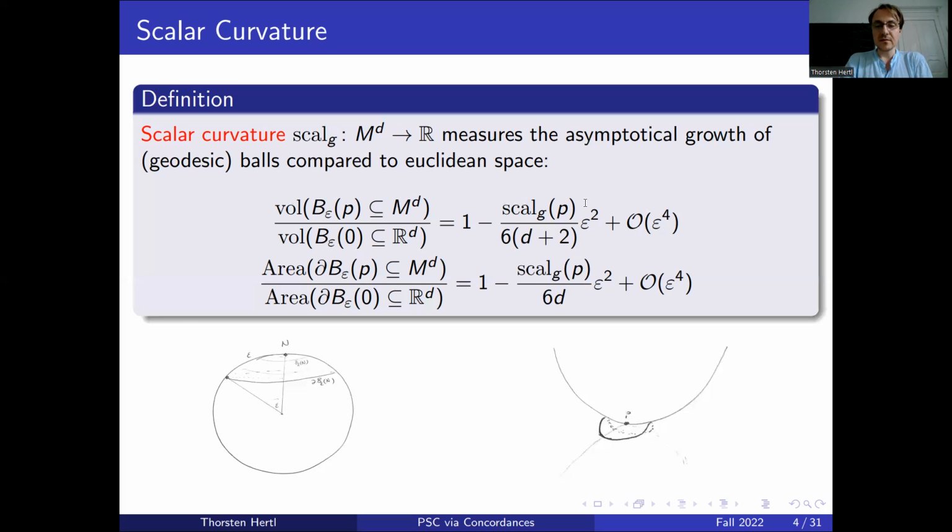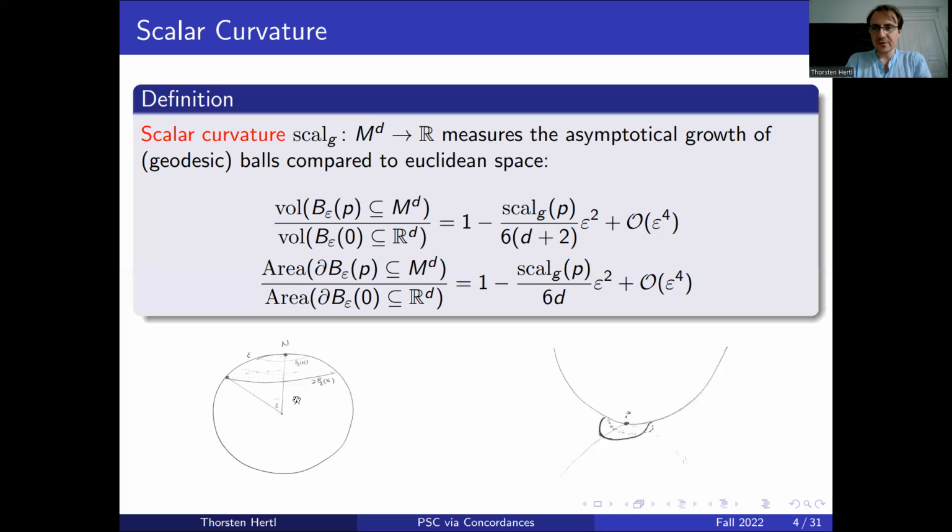From that, you see that if the scalar curvature is positive, then the volume of the geodesic ball grows slower than the volume of a ball in Euclidean space, at least on those small scales where the second order term dominates the higher orders. An example for a positively curved manifold is a sphere. This is the left picture here. You can actually use this formula to prove this. I will not explain it here, but leave it as an exercise to you.